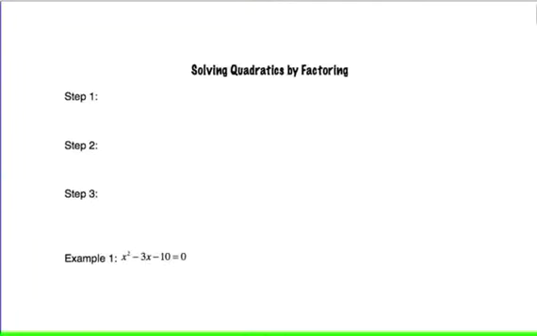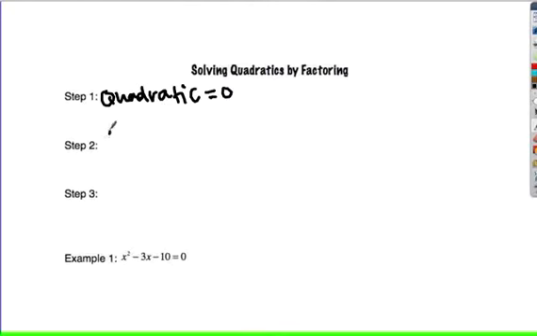When we're solving quadratics by factoring, there are 3 steps that are important. The first step is that we want to make sure that we have the quadratic equal to 0. So we want to get everything to one side and make one of the sides of the equation equal 0.